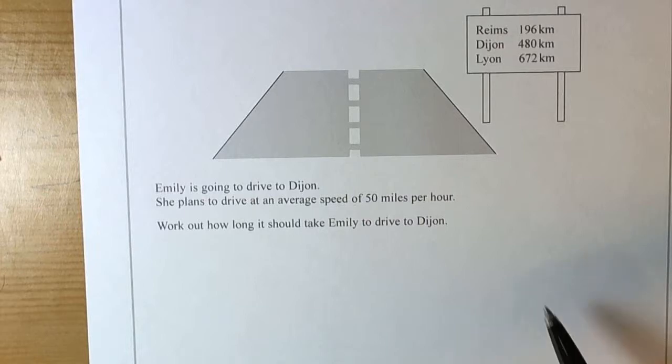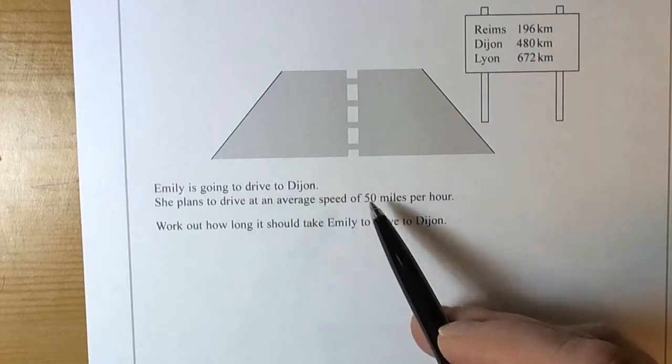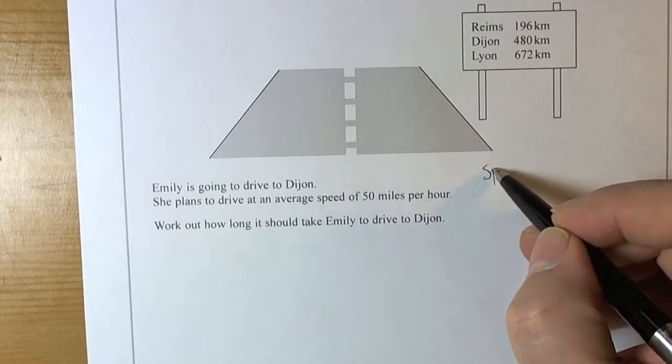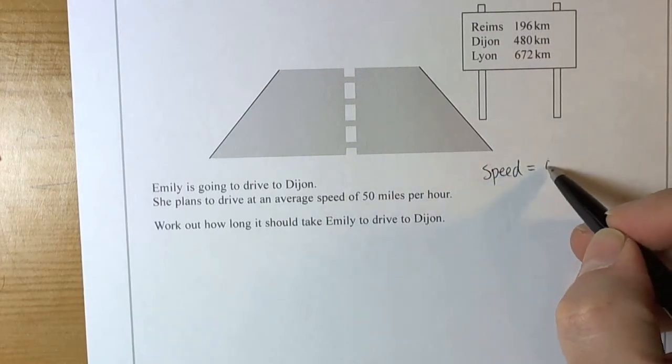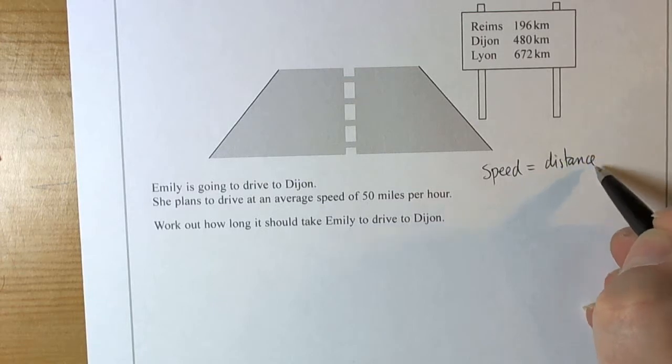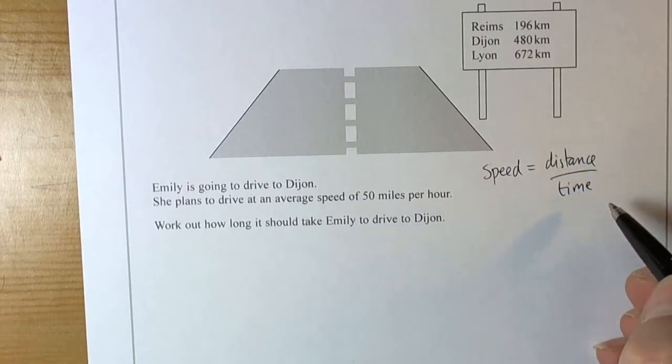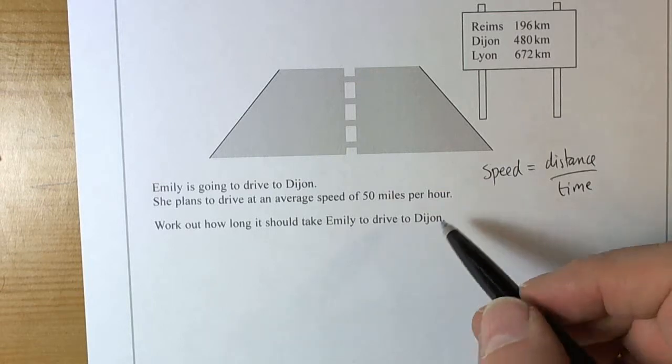Okay, so this question is talking about distances and speeds. So the first thing we've got to recognise is speed is equal to distance divided by time. That's the formula connecting them. And we've got to think about the information we've been given.